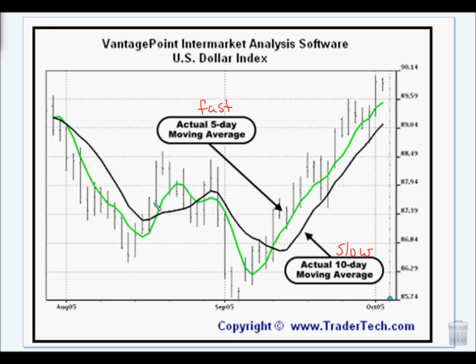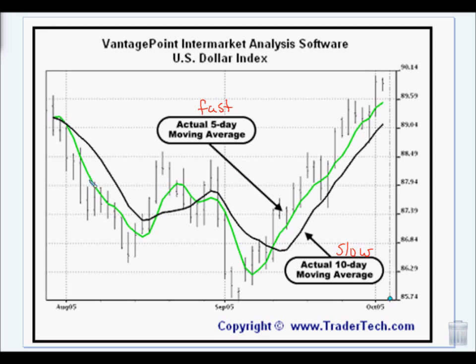So the green one is the fast. How do you know this is fast? Because it's got the shorter time, because this one's going 5 days and this one's going 10 days. Does that make sense? You can even kind of tell from the picture, because the black one's sort of meandering along, and the green one's more jagged, not as jagged as the actual, but more ripples.